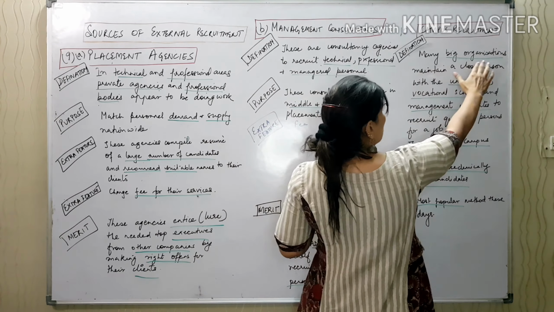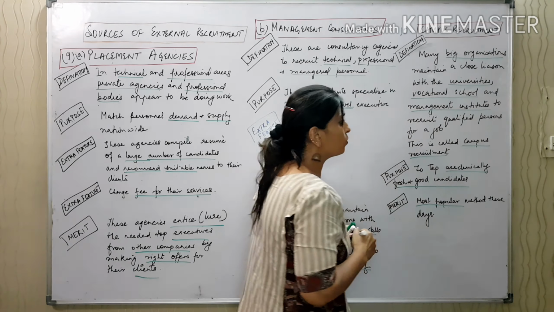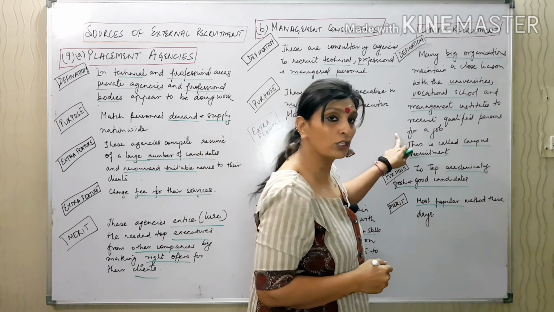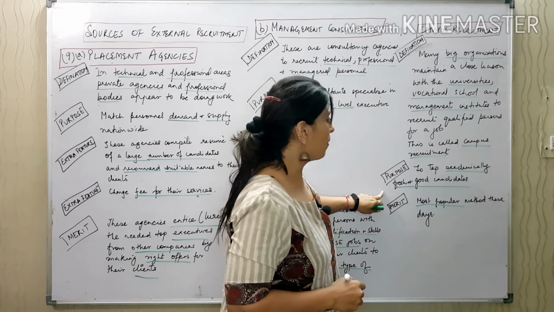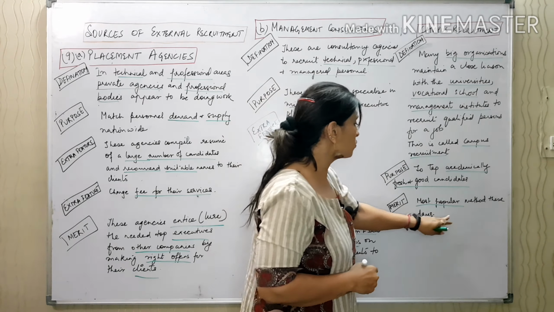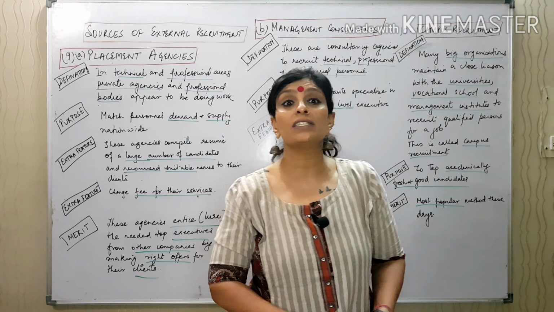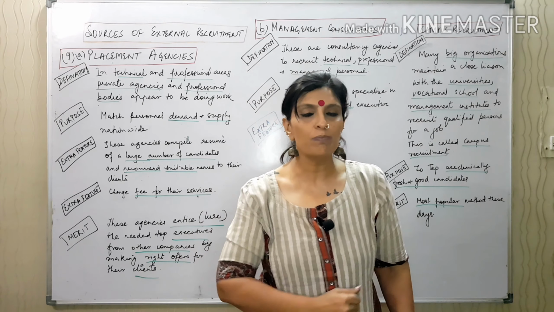So many big organizations maintain a close relation with the universities, vocational schools and management institutes and recruit qualified people for the job. This is called campus recruitment. You can take this definition to write. The purpose is to tap academically fresh and good candidates, and the merit is it is the most popular method these days. Very popular. Even a movie is using the same thing. So it's a very popular method of recruiting people.